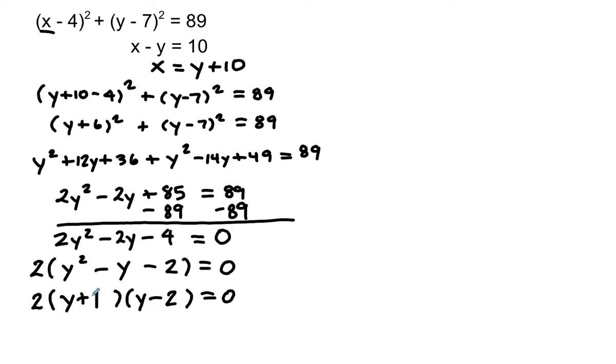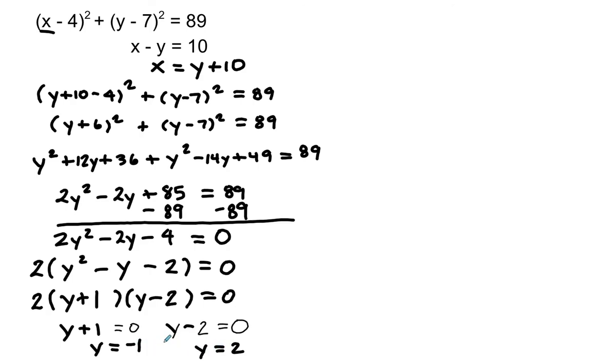So now if we have 2 times the quantity of y plus 1 times the quantity of y minus 2 equals 0, one of these two factors would have to be 0. So we're going to set y plus 1 equal to 0, and we're going to set y minus 2 equal to 0. And we solve those, we'll get y equals negative 1 and y equals 2. So looks like our intersection between our circle and our line is going to happen at 2 points.